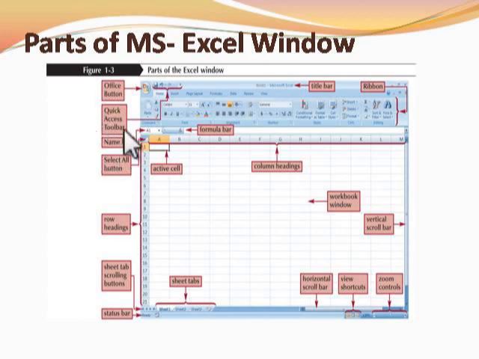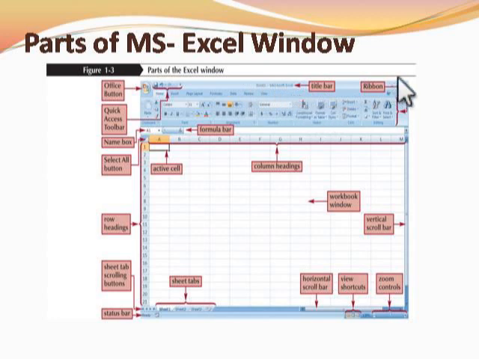The second one is the Quick Access Toolbar. It also contains buttons to activate common tasks such as save, undo or redo. You can add more tasks if you wish. Now the title bar. The title bar displays the name of the program and the spreadsheet's file name.